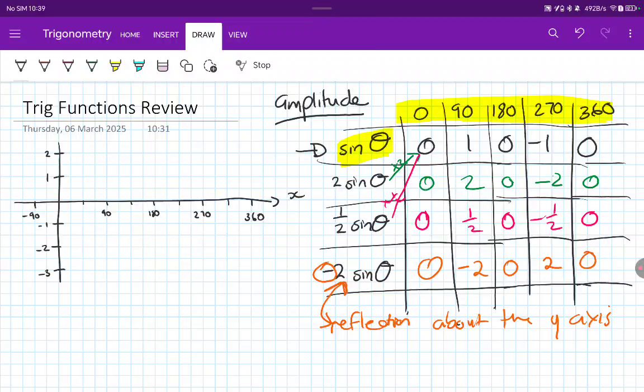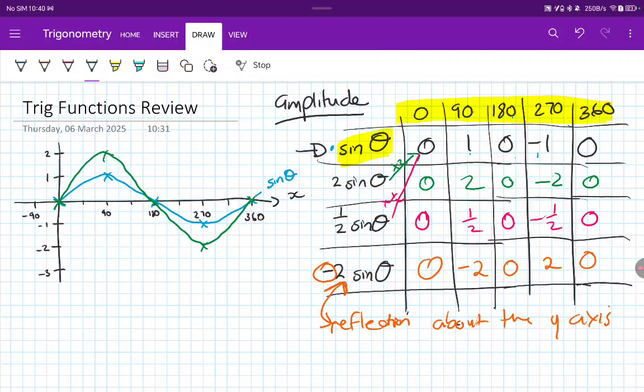Now let's go ahead and sketch this. I'm going to do this in blue so we can see, sine of theta. I would start with 0, 0, 90, 1, 180, 0, 270, negative 1, 360, 0. So this over here is the normal sine of theta. Let's draw our second one, 2 sine of theta. So 0, 0, 90, 2, 180, 0, 270, negative 2, 360, 0. So my amplitude increases because A is bigger.